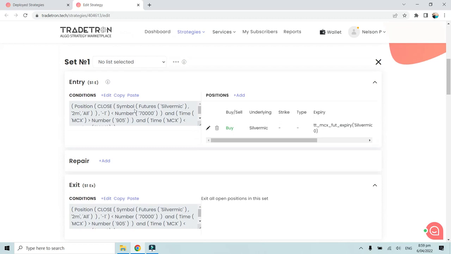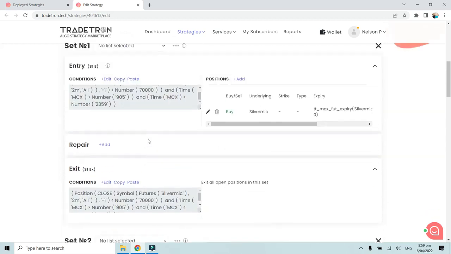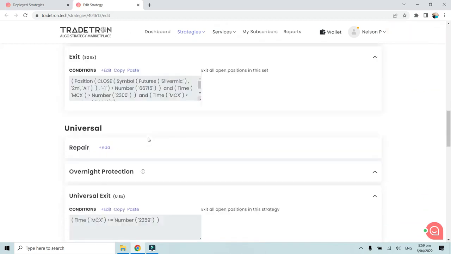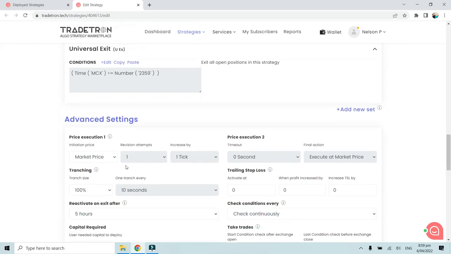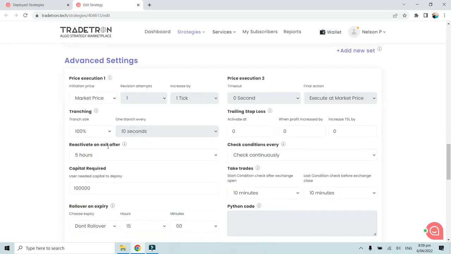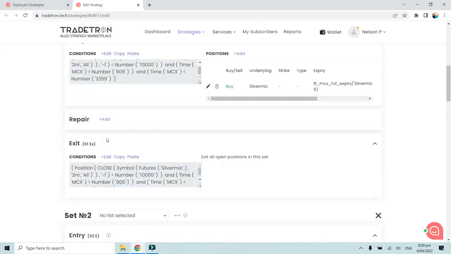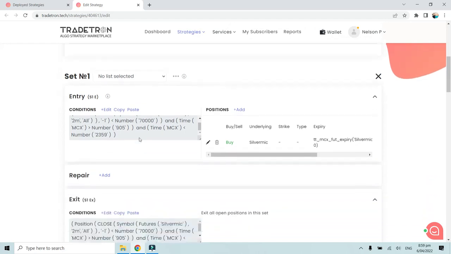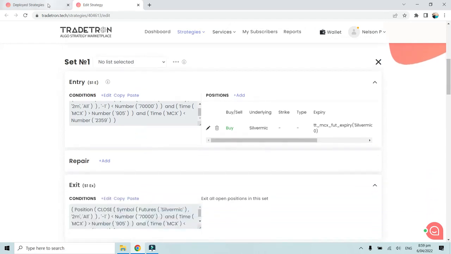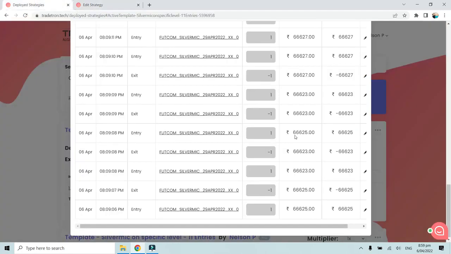This can happen at the set level also, and at a strategy level also. If you have just one set, and your exit condition is in universal exit, then it can still go into the loop. If your reactivate on exit after time is, say, 2 minutes, then it will exit, wait for 2 minutes, and start entering the strategy again, because the condition gets true at that time. Now we will discuss how to stop the strategy from going into loop.